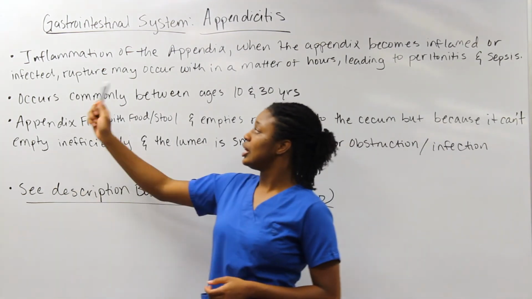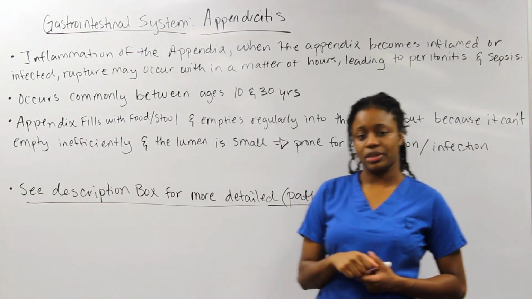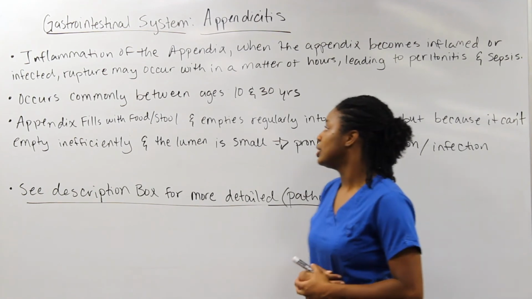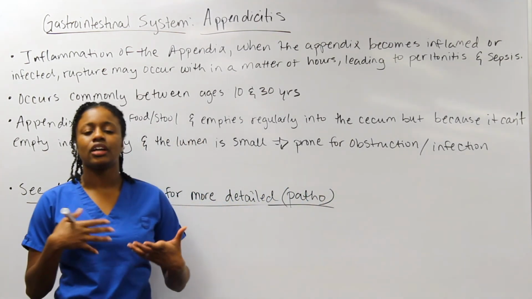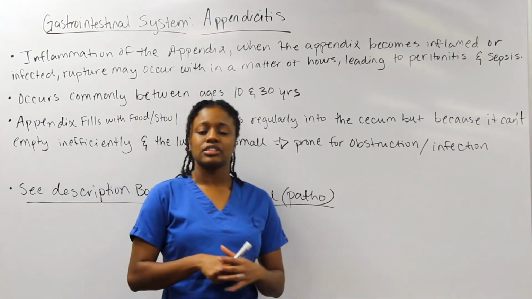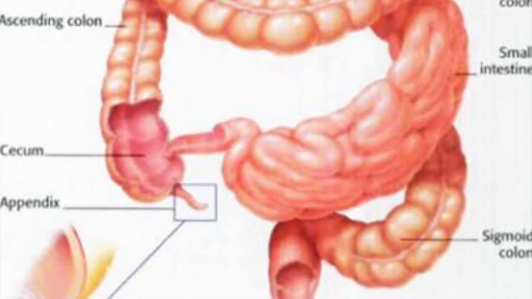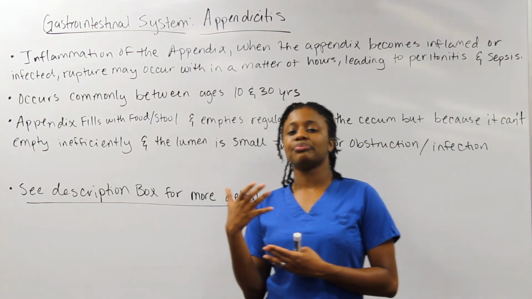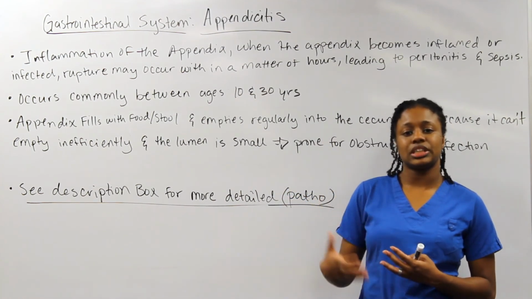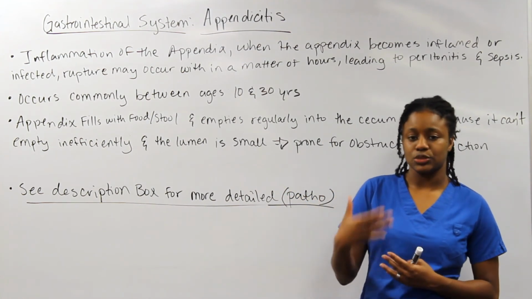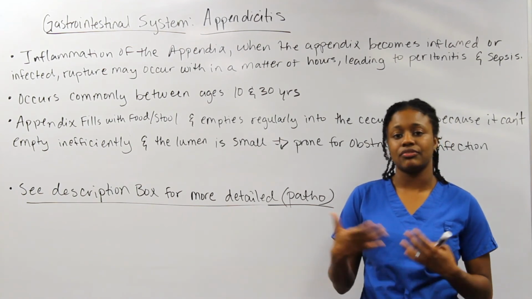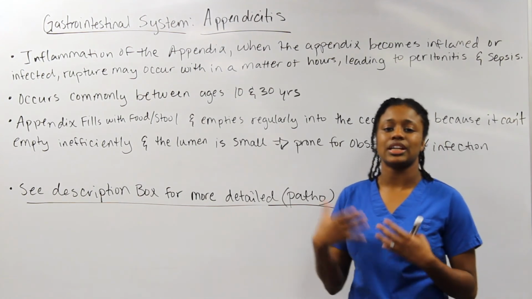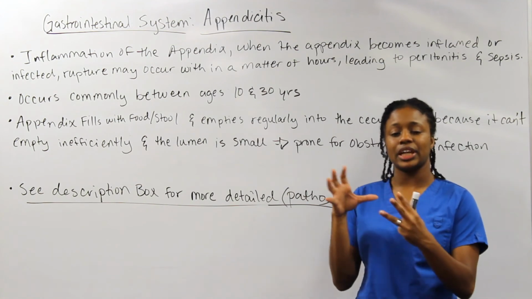So it occurs commonly between the ages of 10 and 30 years of age, okay? The appendix fills with food or stool, and it empties regularly, but because it can't empty out efficiently, sometimes there are little remnants of food or stool in the small lumen, and when that occurs, eventually it gives an obstruction, or infection settles into that area, and from there, that's what causes the inflammation. The appendix gets inflamed, and if it continues to stay inflamed and there is no treatment, then it has the probability of perforating because it's so inflamed, right?